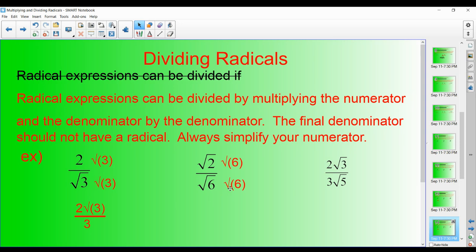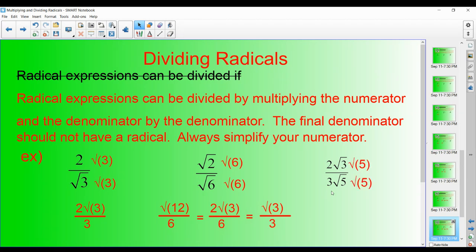Now in the next case, square root of 6 times square root of 6 is going to become 6. And the numerator is going to become square root of 12. Now we can simplify this numerator. So square root of 12 is 2 square root of 3. And now we have a fraction that we can simplify. So we can simplify 2/6 into 1/3. So I have an imaginary 1 out here and 1/3. And that's fully simplified.